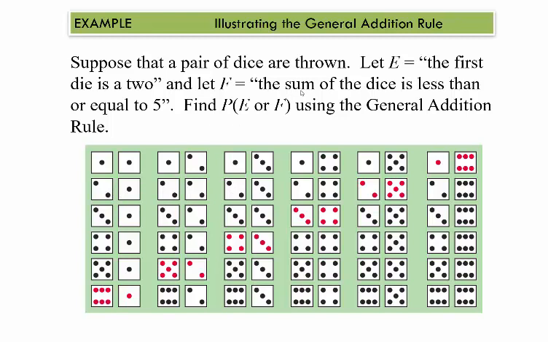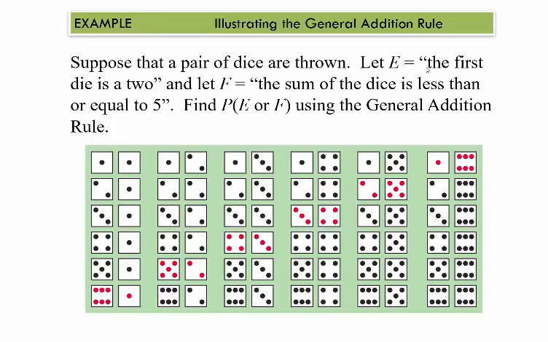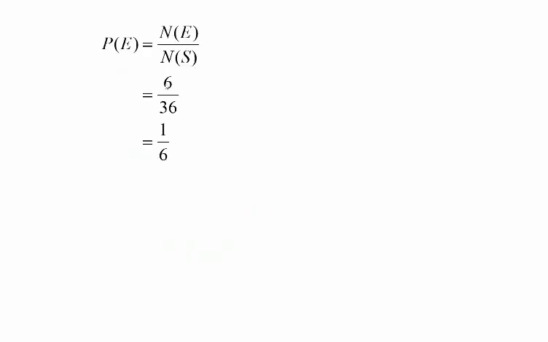Okay, so we're going to use the general addition rule to figure this out. The first one is the probability that the first die is a 2. Well, there are 6 ways that could happen. So that's 6 out of 36, or 1 out of 6.